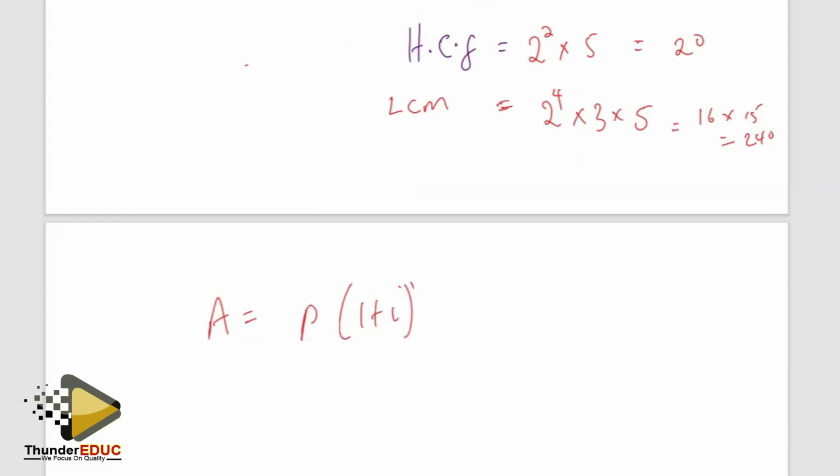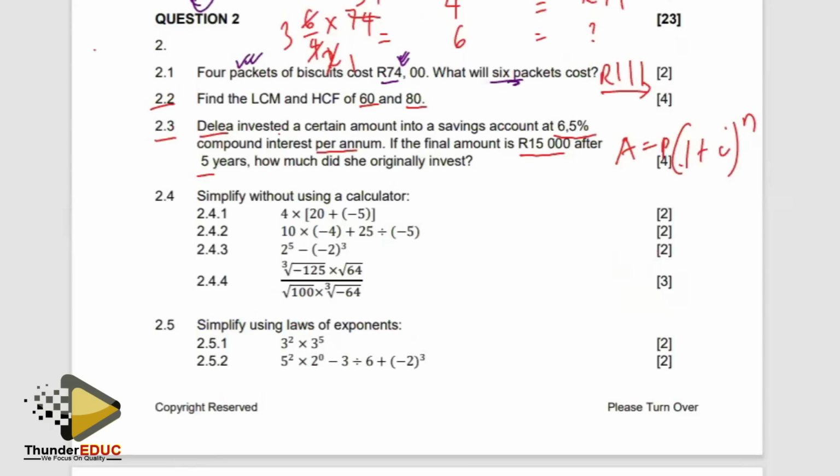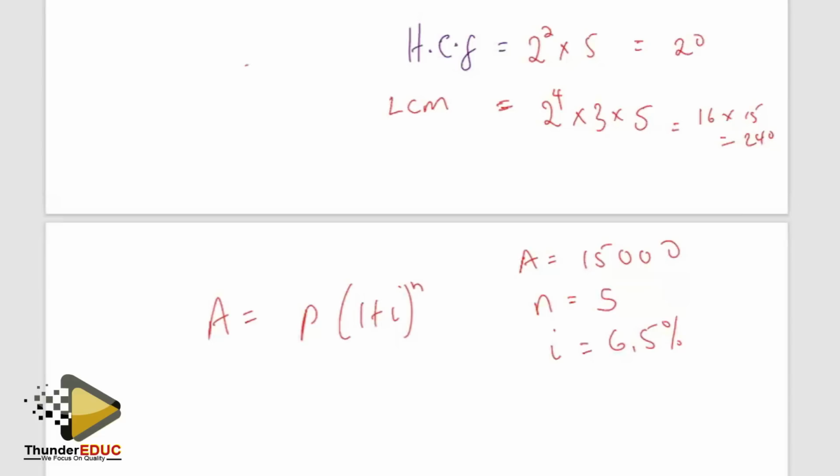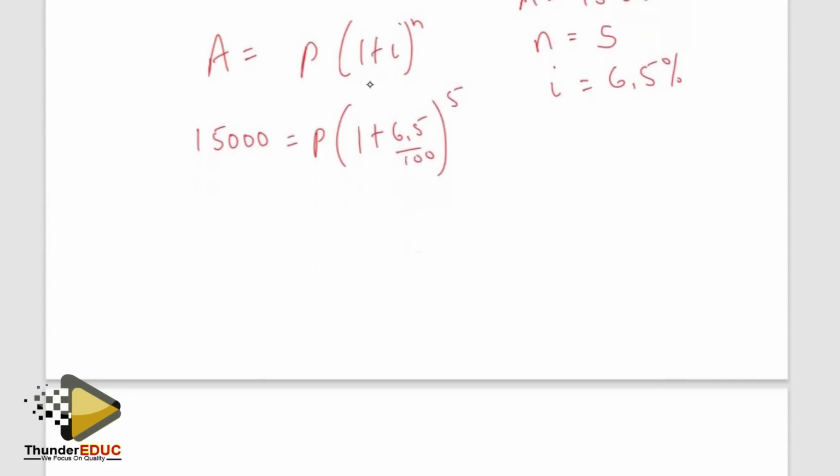So I'm just going to use that in this blank page. P(1 + i)^n. But the question gave us our A, the accumulated value, as 15,000. They gave us the period as 5 years. They gave us the i as 6.5%. So what we need to do is substitute and find the P value. So 15,000 is equal to P times (1 + 6.5/100) to the exponent of 5. Then for me to get P, I will divide both sides by this bracket.